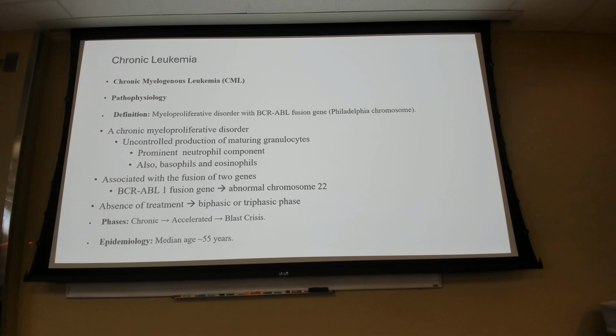And there again, age, right? Who does this hit? Median age, 55. Uncontrolled production of maturing granulocytes: neutrophils, basophils, eosinophils. Not uncommon to see a high number of basophils in these patients. This is affecting your granulocytic line. What comes off of your granulocytic line? Neutrophils, eosinophils, basophils, right? So that's what you're affecting. That's where you see the bump.